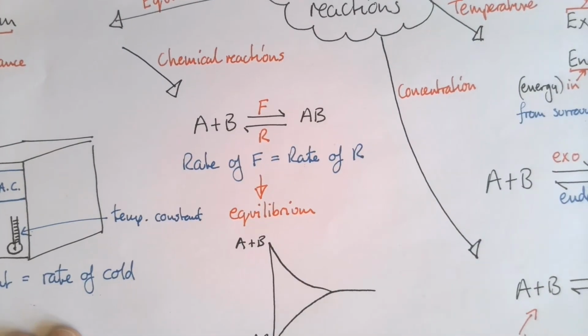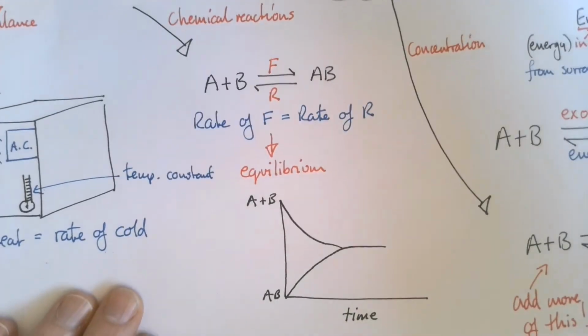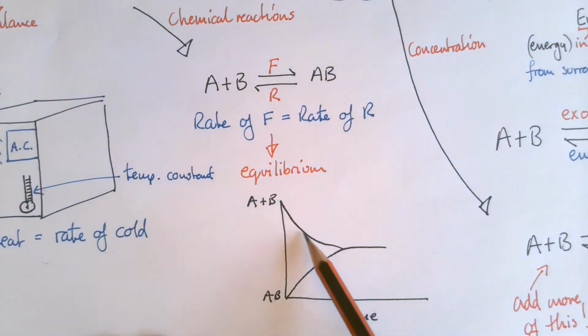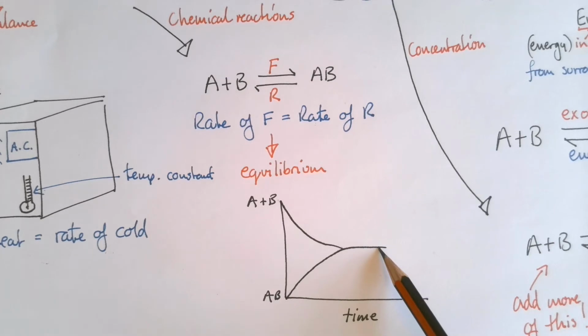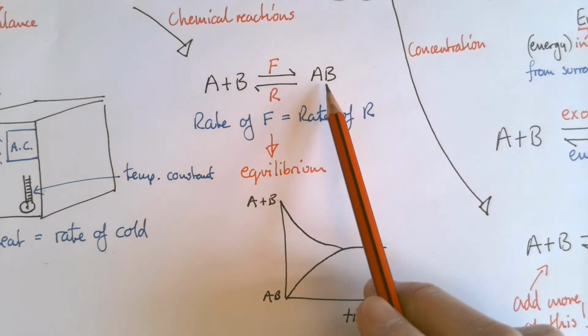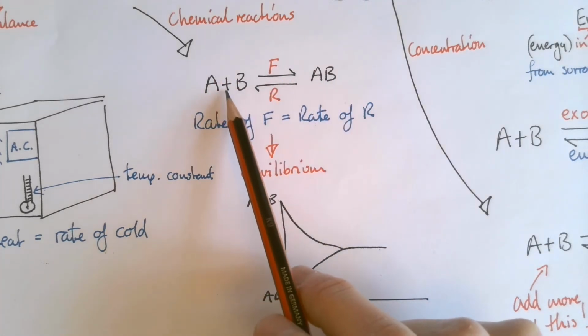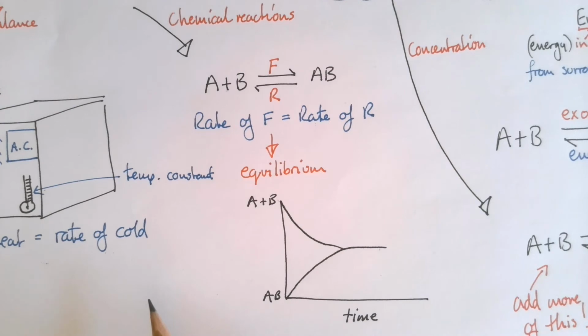And what that could look like on a graph is that we could see that the amount of A and B reduces, the amount of AB, which is our product, increases, and it gets to a point where the reaction levels off. Now, it could look as if the reaction has stopped because you're not making any more of your product, but that's just not the case. The rate at which you make your product is equal to the rate at which you're making the reactants, so it looks as if the reaction has stopped.